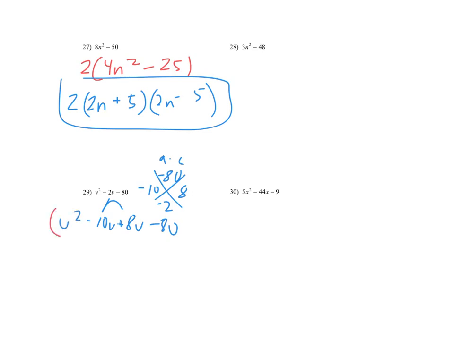And then I'll do my grouping. So the first group I can take out a v, which will leave me with v minus 10. The second group I can take out an 8, which will leave me with v minus 10 as well. So I got the same thing, so it's v plus 8 times v minus 10.